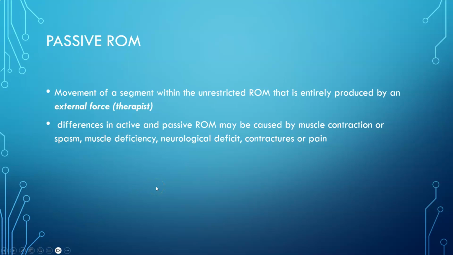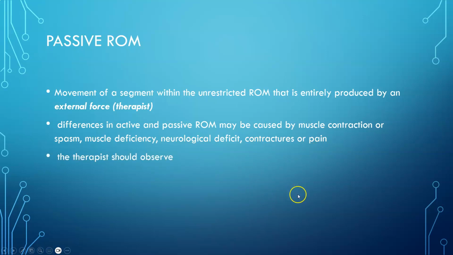Differences in active and passive range of motion may be caused by muscle contraction or spasm, muscle deficiency, neurological deficit, or contractures or pain. So within these passive and active movements, this is what we're looking at. Is there spasm? Is there muscle deficiency? Is there neurological deficit? Is there contractures? Or is there pain that's causing it?